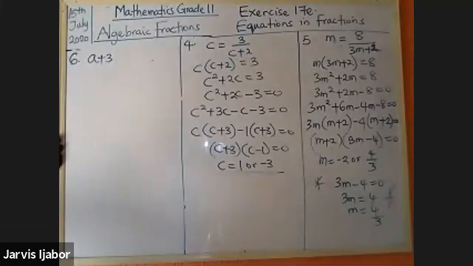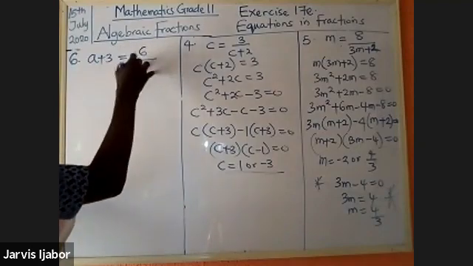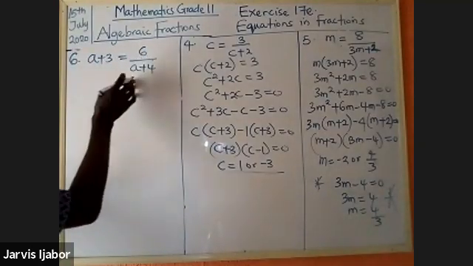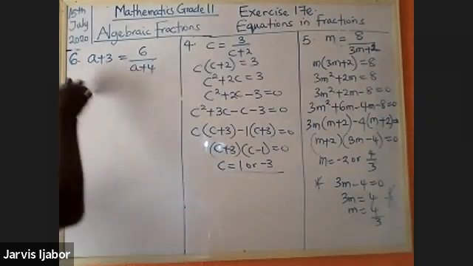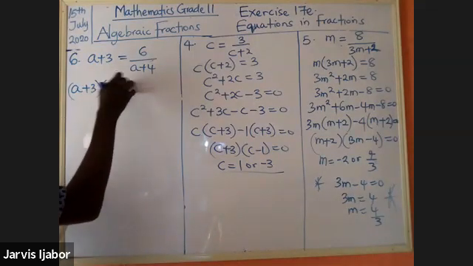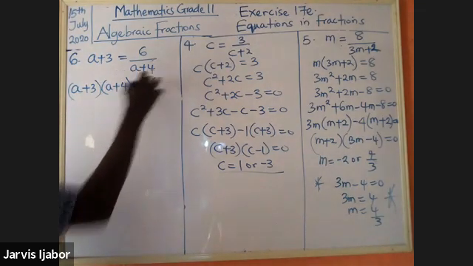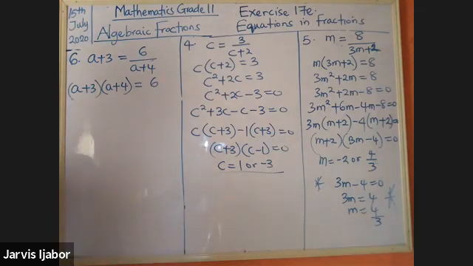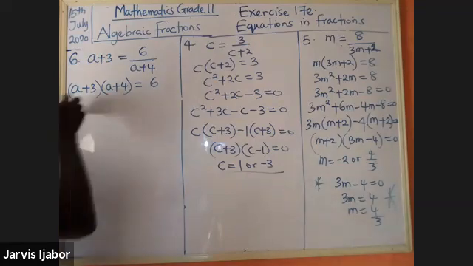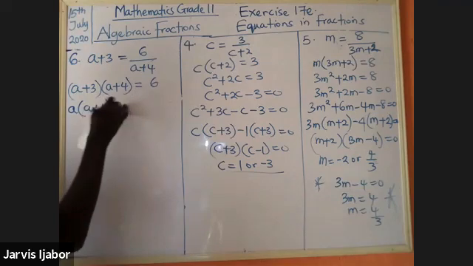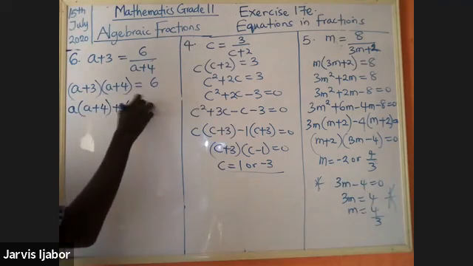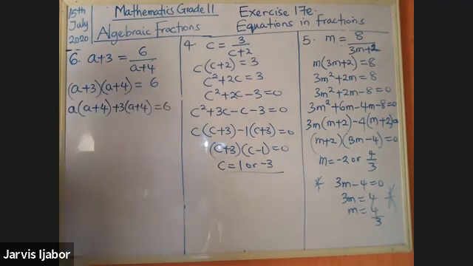A plus 3 equal to 6 over a plus 4. So what you do here is multiply through by the LCD, which is a plus 3, and you're going to have a plus 3 into a plus 4 equal to 6. Now, people have different ways of doing their own, but me, I always like to take it step by step, just to help you remember what you ought to do.